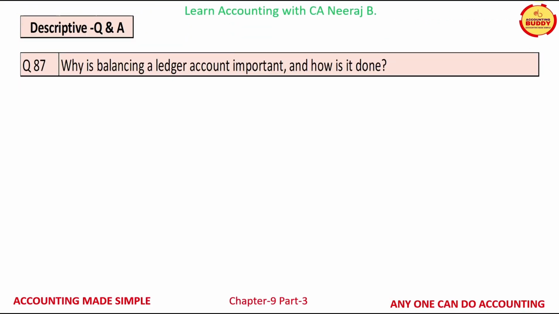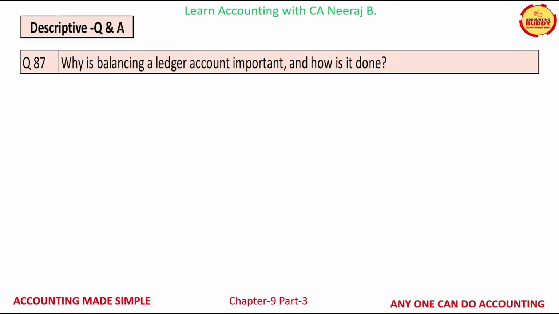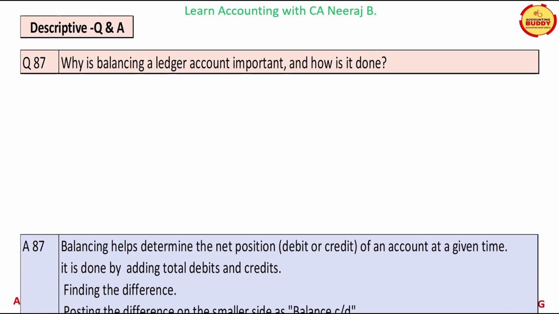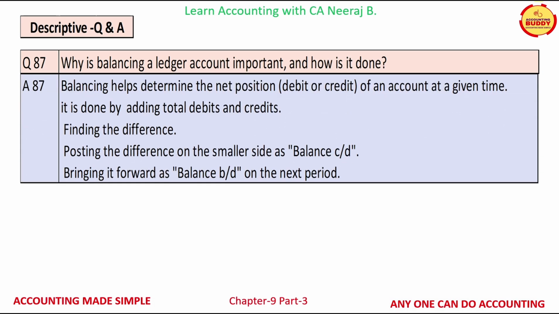Question number 87 is why is balancing a ledger account important and how is it done? The answer is balancing helps determine the net position, that is the debit or the credit of an account at a given time. It is done by adding the total debits and credits, then finding the difference, posting the difference on the smaller side as balance carried down and bringing it forward as balance brought down on the next period.